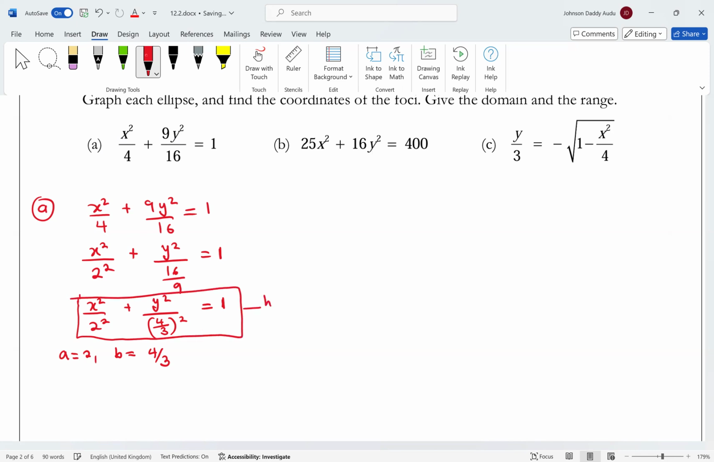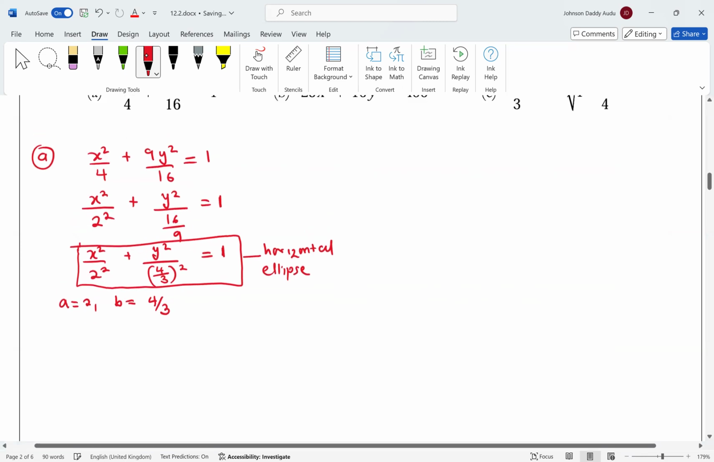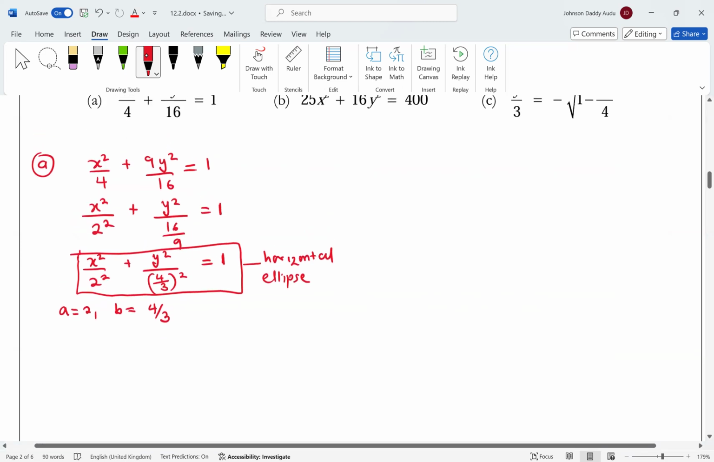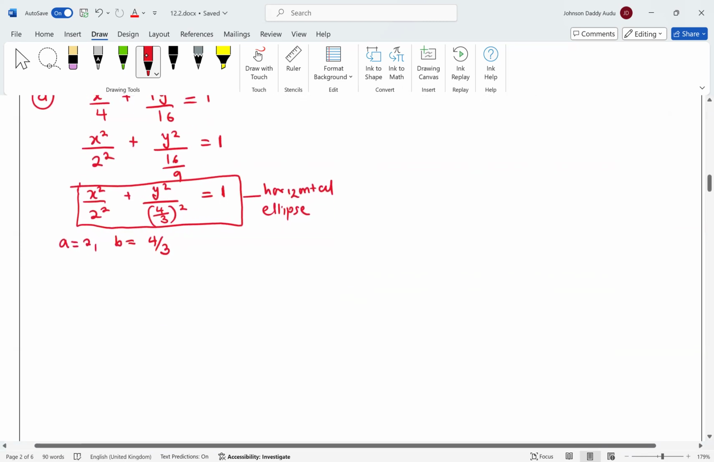This is going to be a horizontal ellipse. Why is it horizontal? Because the bigger length is associated with what? With X. Okay. Now, since it's associated with X, we can try to get some parameters and try to sketch.